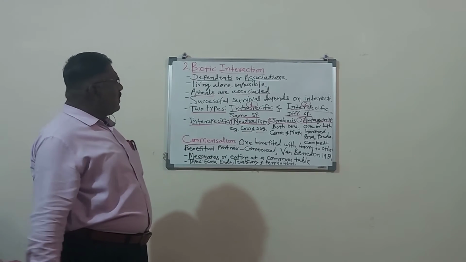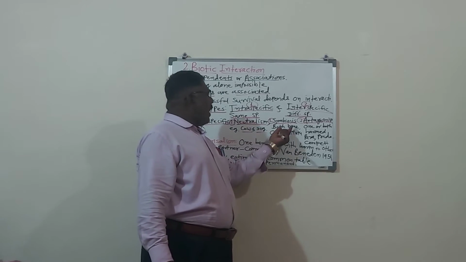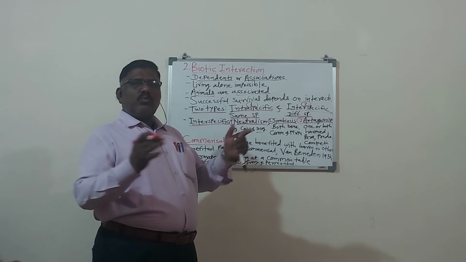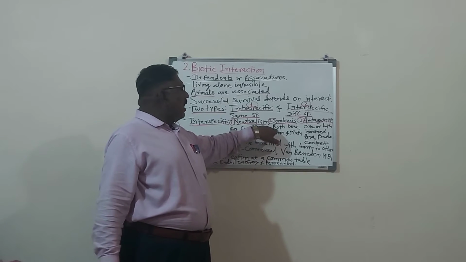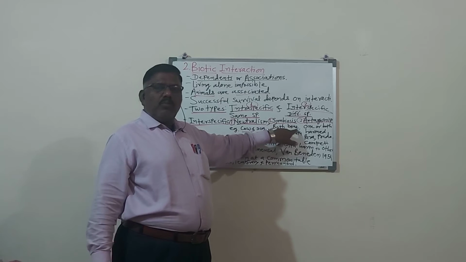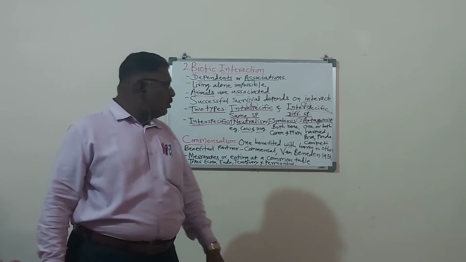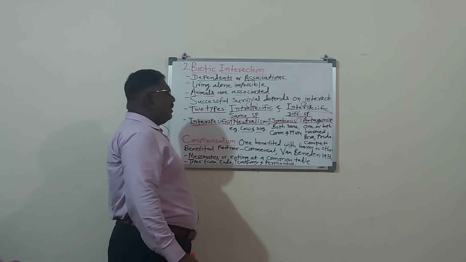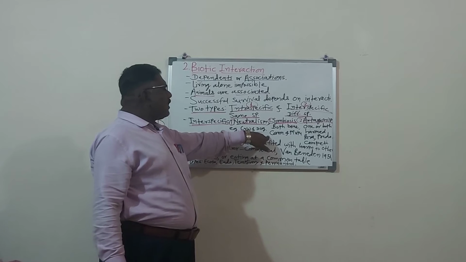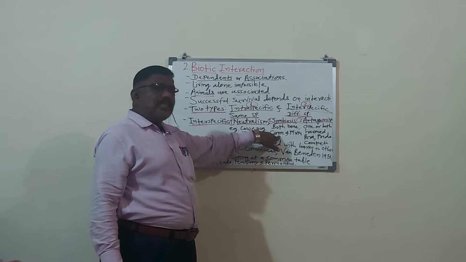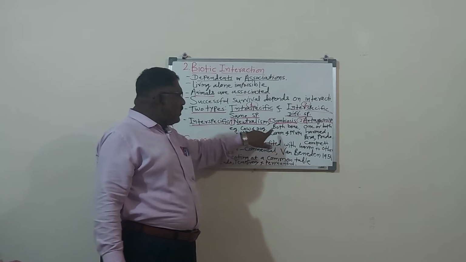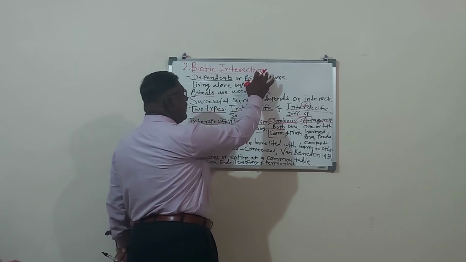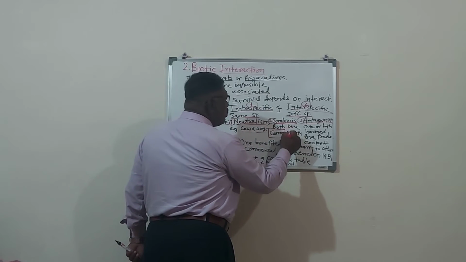Now about symbiosis, here in the interaction between the two partners, both are beneficial. Both are getting the benefit from each other. Such a type of interaction is called symbiosis. So here the examples of symbiosis are commensalism and mutualism. And this is given in your syllabus. Remember, in your syllabus, under the heading of biotic interaction, commensalism is given, mutualism is given.